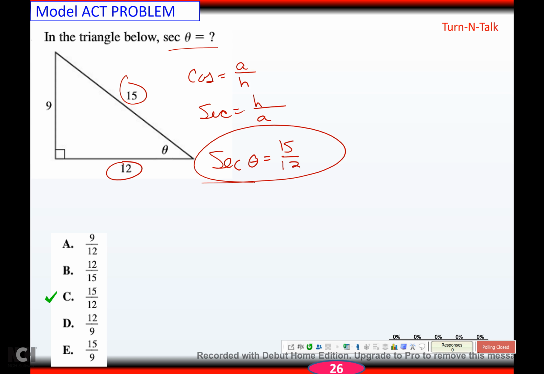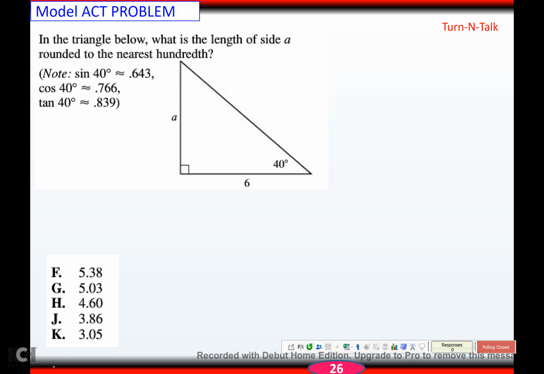Which I'm surprised they didn't reduce that. 3 goes into both of those. I would have thought they would have put it 5/4, but beware of that. They may or may not reduce. Okay, try this one. Hit pause. Come back when you're ready. And hopefully you got 5.03.